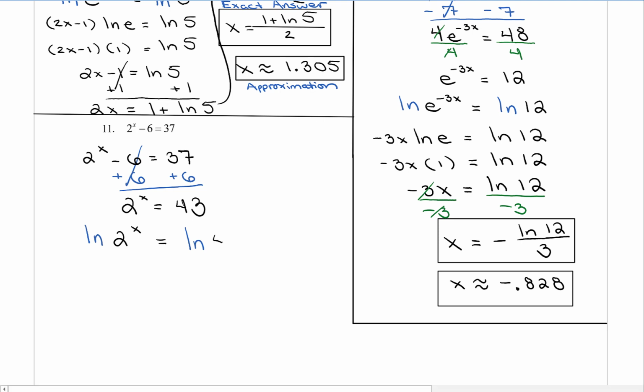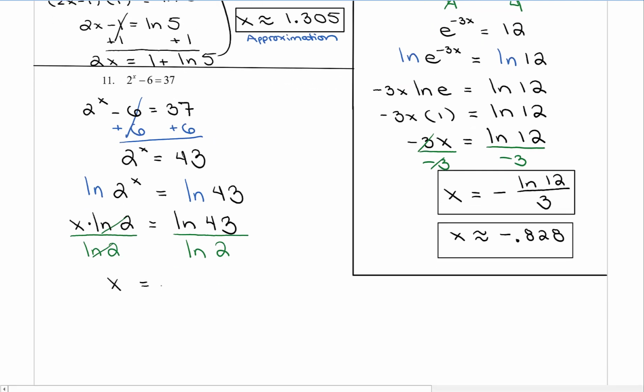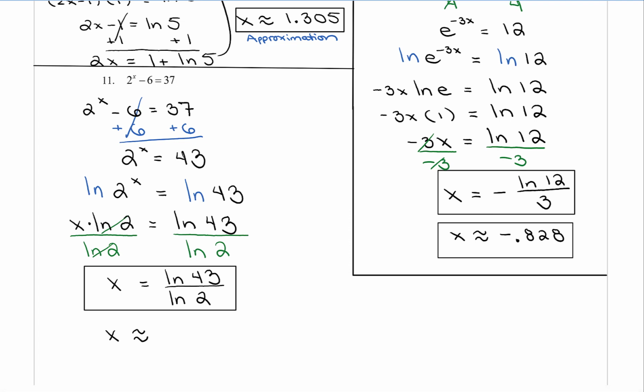Now I can apply the power rule, and I can bring that exponent on the 2, that x, out in front and multiply it to the natural log of 2. So it's going to be x times the natural log of 2 equals the natural log of 43. I'm going to divide both sides by the natural log of 2, so the natural logs of 2 will divide out on the left-hand side, and I will be left with x equals the natural log of 43 divided by the natural log of 2. That represents my exact answer. My approximation is going to be x is approximately equal to 5.426, and we're going to box that answer in.